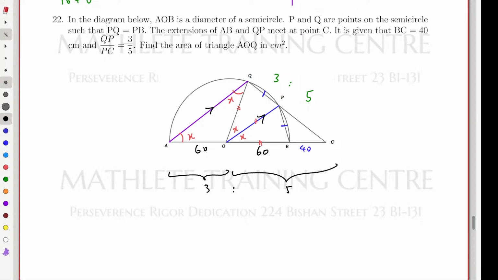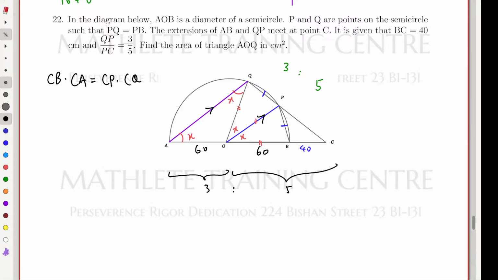Next, we are required to find the area of the triangle AOQ. How can we do that? One thing I notice here is that maybe finding this length on the other side will help us. So this is where we use the idea of, what's the thing called again? Power of a point. Yeah, that's what it's called. So power of a point says that CB times CA equals CP times CQ.